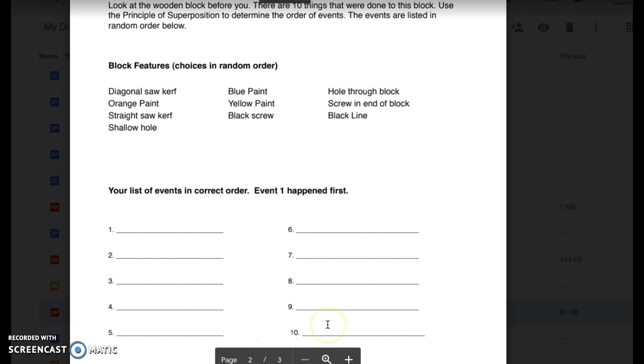Number 10 would be our newest event, the most recent, and event 1 is what happened first, so therefore it's the oldest event. Just like a geologist would look at a cross-section of rock and have to determine the order of events to be able to figure out a story of Earth's history, you are going to do the same thing for this wooden block. So right now, pass the wooden blocks out. You can form into groups of up to 4. And then you're going to write on these lines the order that you think the events happen.